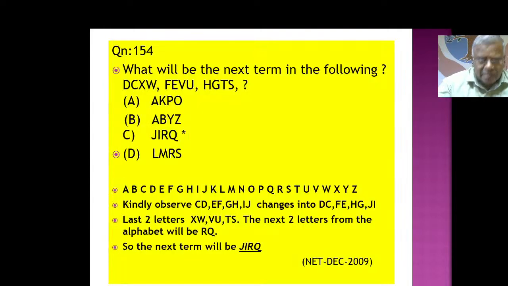What will be the next term in the following? TCXW, FUVU, HGTS. Okay. As usual, you just write the alphabet. Kindly observe CD, EF, GH, IJ changes into DC, FE, HG, J. Last two letters, XW, VU, TS. Okay, அது அப்படியே இருக்கு. The next 2 letters from the alphabet will be automatically what? So that way, next term will be JI or QR. From the alphabet you can always find out.